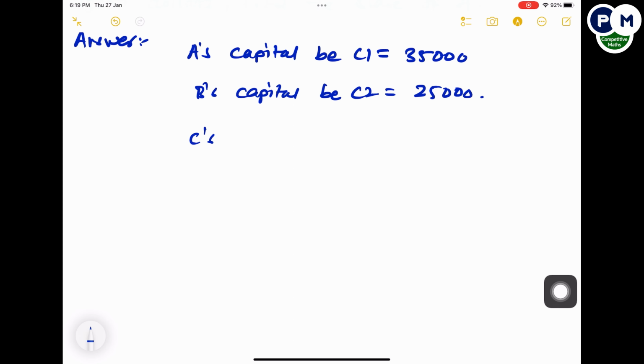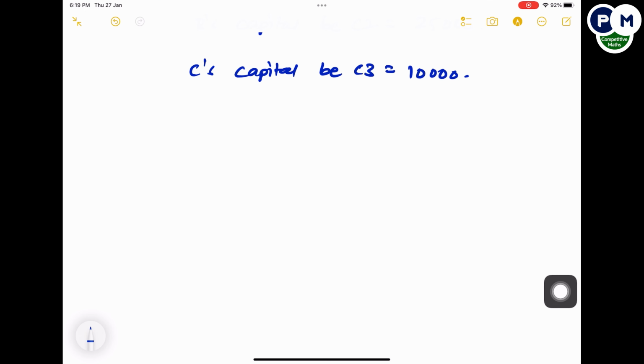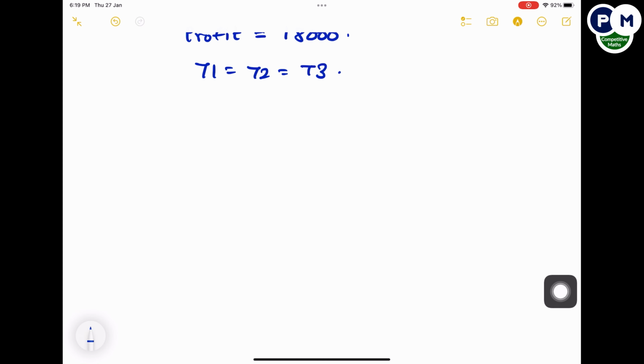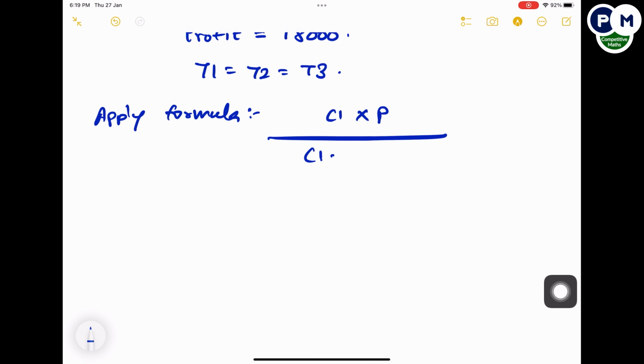A's capital BC1 equals $35,000, B's capital BC2 equals $25,000, and C's capital BC3 equals $10,000. Profit equals $18,000, and T1 equals T2 equals T3. By applying the formula, C1 multiplied by P divided by C1 plus C2 plus C3. Share of A equals $9,000.